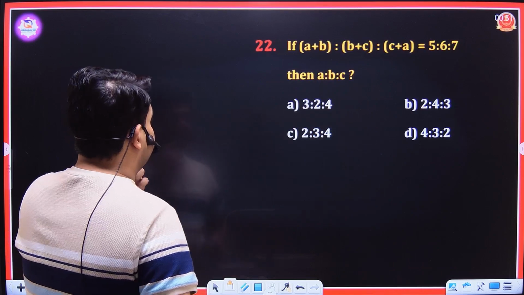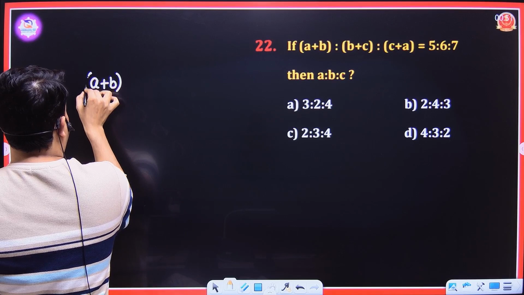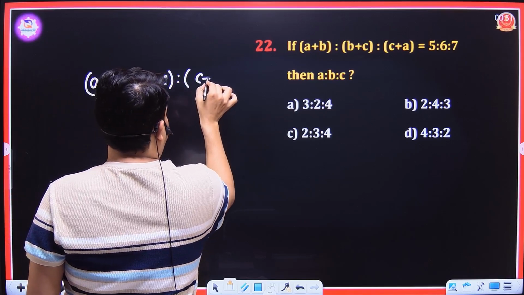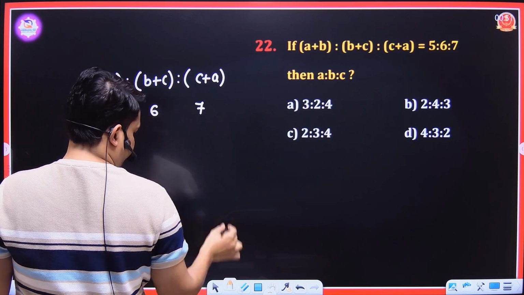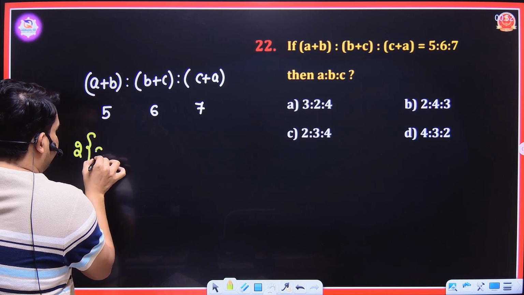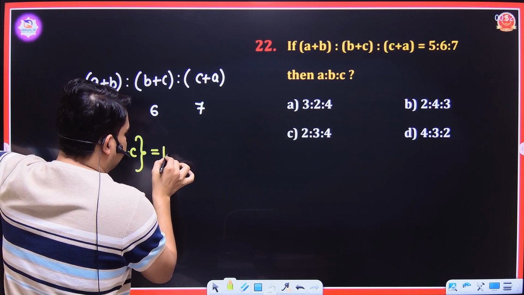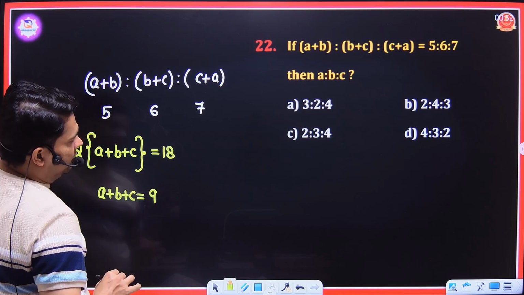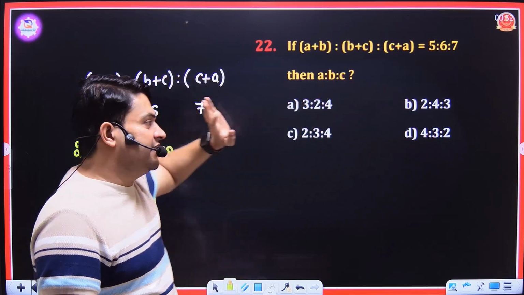Next, we have a same question. We have a plus b ratio b plus c ratio c plus a is 5 ratio 6 ratio 7. What will you have? First of all, we will add each of them. We have 2 times a plus b plus c is equal to 5 plus 6 is 11, plus 7 is equal to 18. Then a plus b plus c is equal to 9. It means the sum must be 9. Here all the sums are 9.